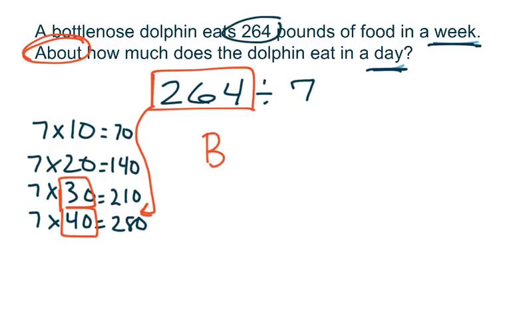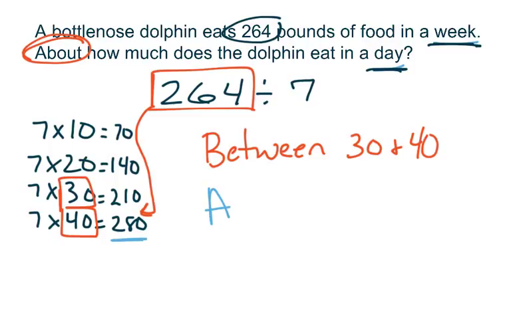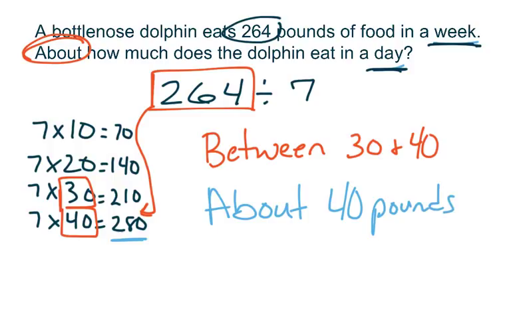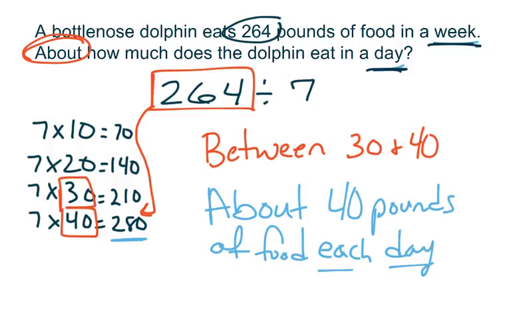So my actual quotient is going to be between 30 and 40 pounds of food, but I need to know which is it closer to. So I need to know which is 264 closer to. It's a lot closer to 280. So my actual quotient is going to be about 40 pounds of food. About 40 pounds of food each day.